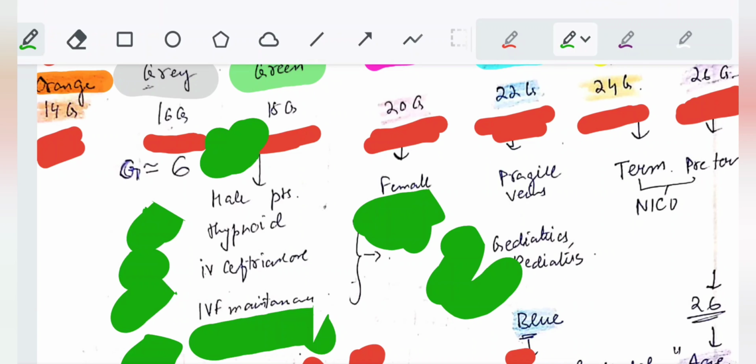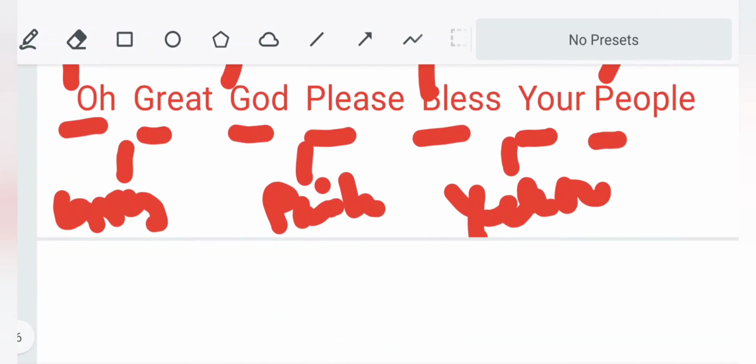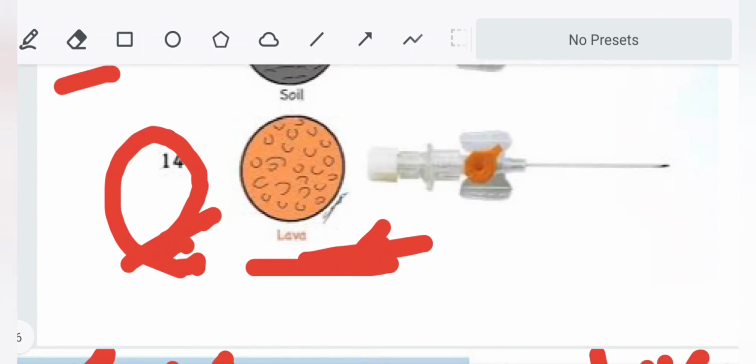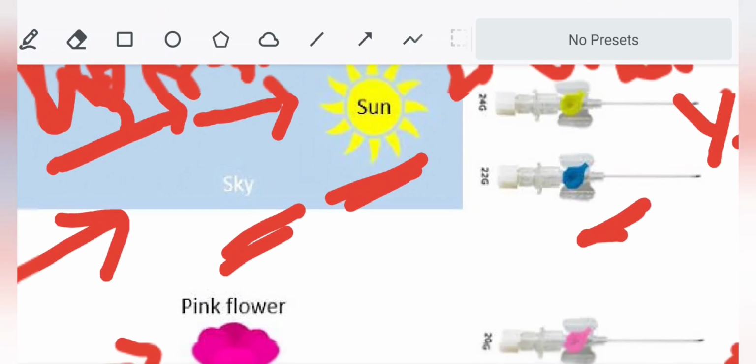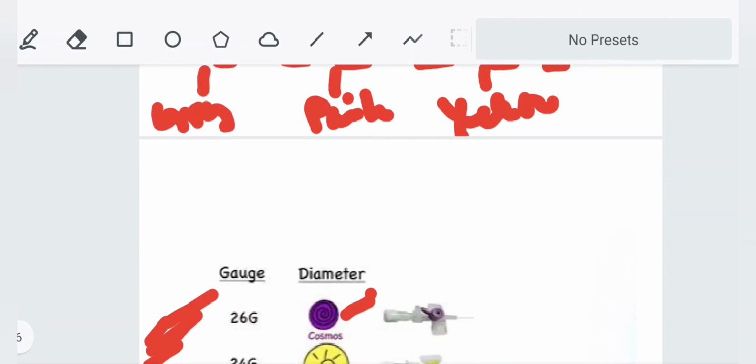And then comes 24 and 26. These are used in term and preterm babies in the NICU, that is the newborn ICU. Here the veins are very small in diameter, so in term babies we can use the 24 gauge, in preterm babies an even smaller diameter should be used, that is the 26 gauge. So here it was a quick mnemonic. I hope you liked it and you can remember with the pictorial diagram, or also the sentence mnemonic.